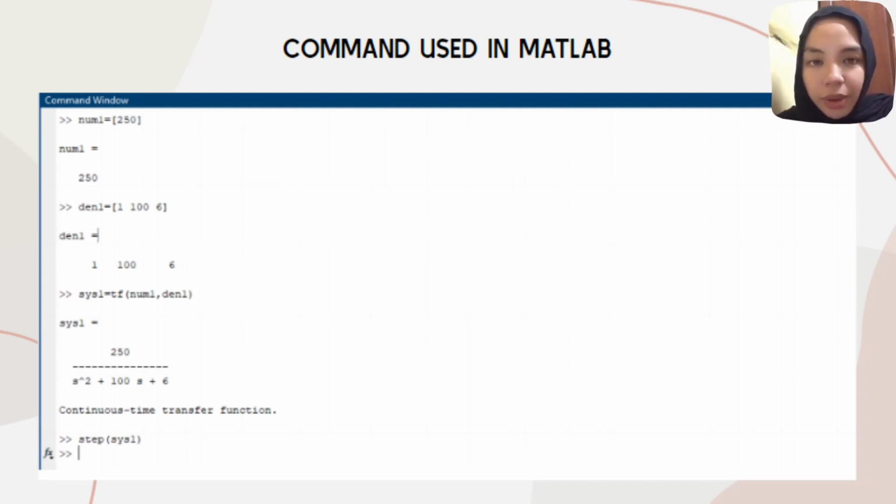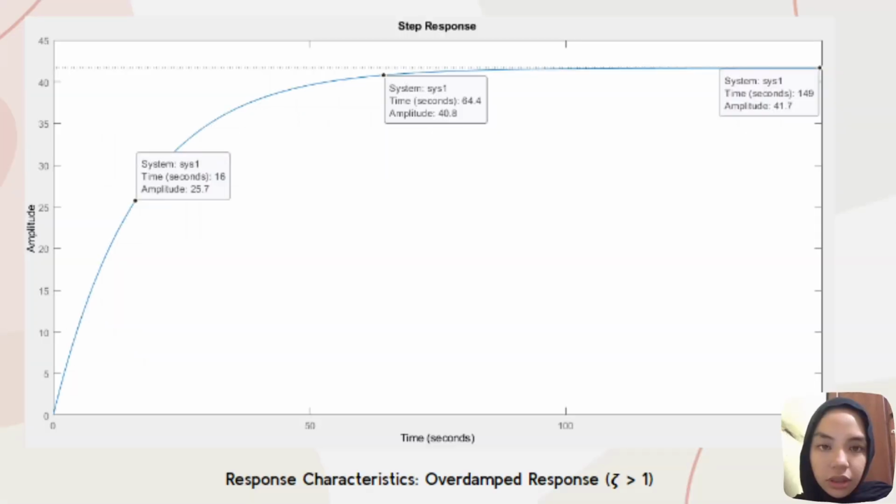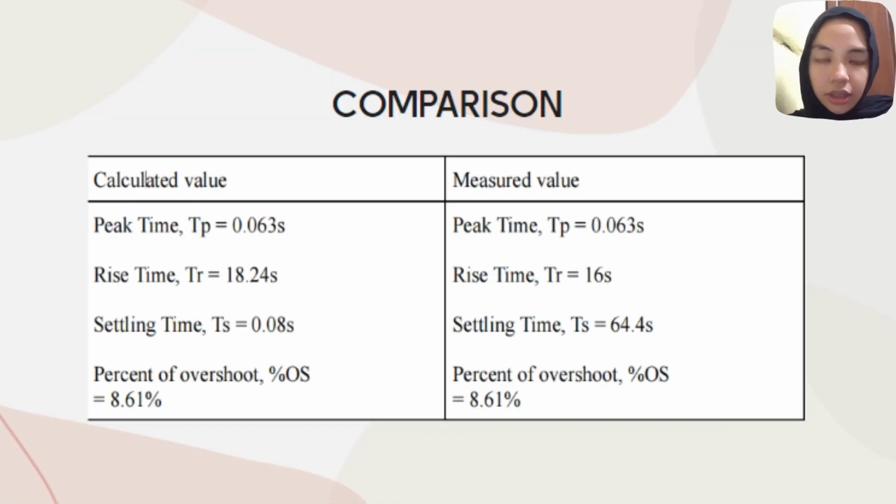So we divide it by 250, divide S equal to time 100S plus 6. And continuous time transfer function to step system 1, and then the step response that we get is over damped response. So we get TS, TR, and TP. Then the comparison of calculated value and measured value.